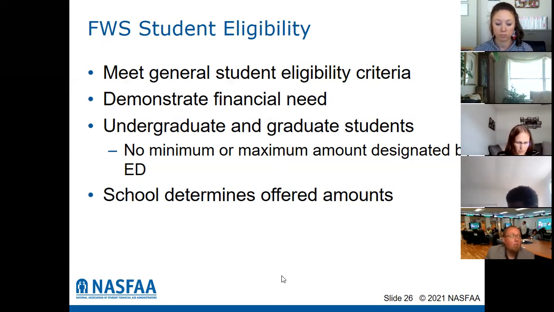I think I said the school determines amounts, but to be clear, the school does determine the offer amounts. There's no regulation set on the minimum or maximum award amount for federal work study. However, a school may determine minimum and maximum awards as part of its packaging policy.